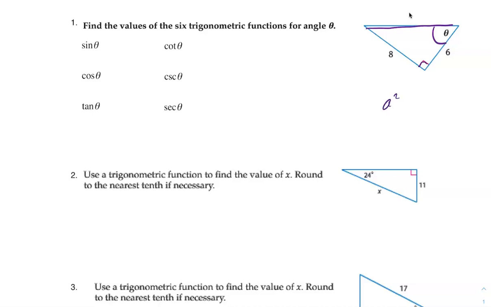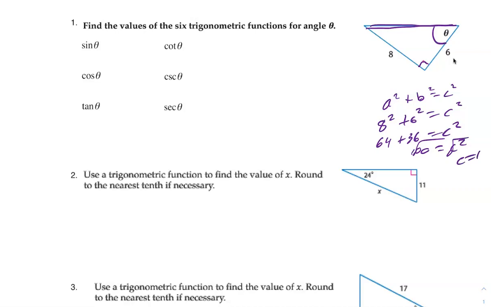You can do a squared plus b squared equals c squared. Hypotenuse is always c. So I have a and b, doesn't matter which one's which. So I get 8 squared plus 6 squared equals c squared. So I get 64 plus 36 equals c squared. 100 equals c squared. So c equals 10. So there's 10. Now I can fill out this stuff.